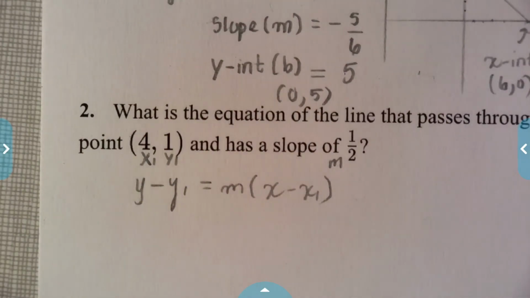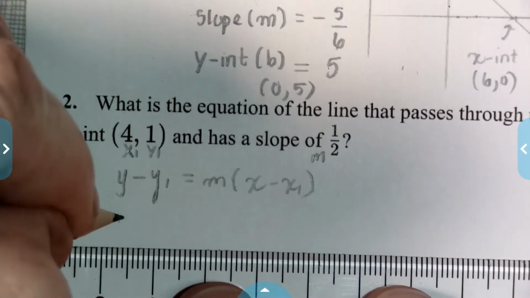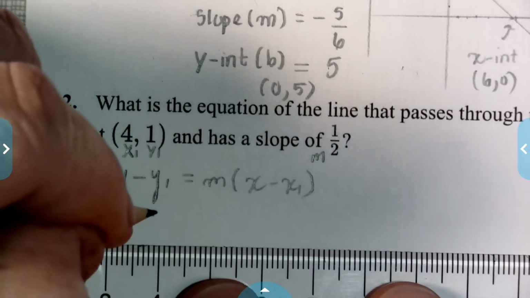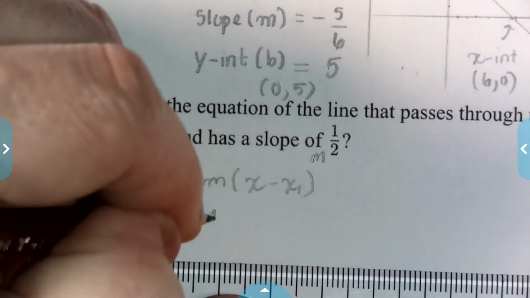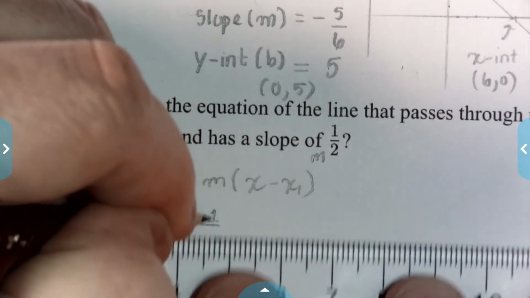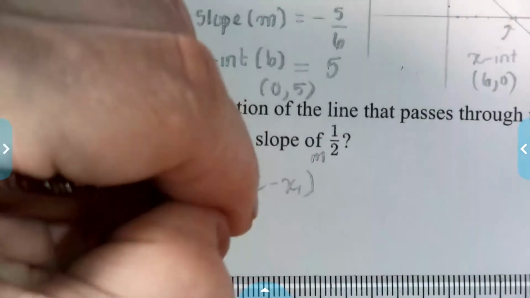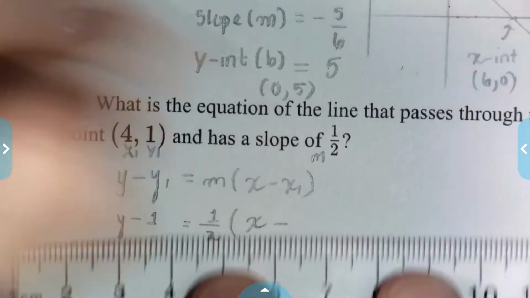Okay, so it's time to plug and chug, as they say. So we have y minus 1 is equal to 1/2, open parentheses x minus x1, which is 4.